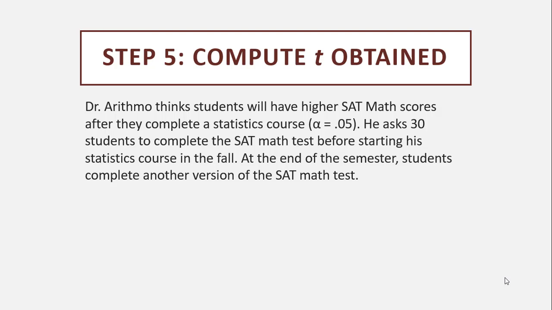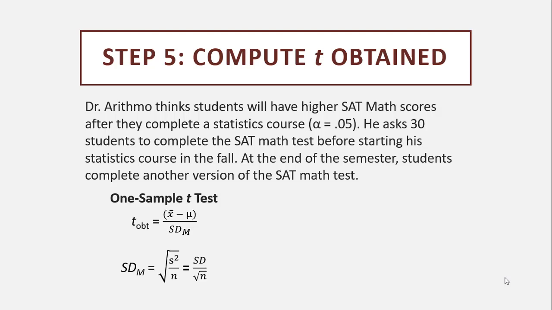So Dr. Rithmo thinks students will have higher SAT scores. We've already read through this. To get the obtained value, it's actually very similar to the way that we got the value for one sample t-test. So in the one sample t-test, we take the mean of the sample, we subtract the population, we then divide by the standard error of the mean. And the standard error of the mean is the variance divided by n. We take the square root of that quotient, or we can take the standard deviation, divide by the square root of n. Both of those give us the same outcome.